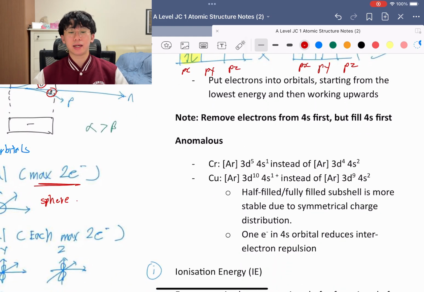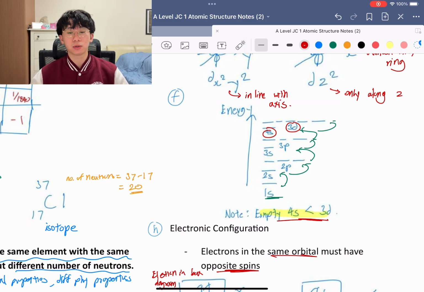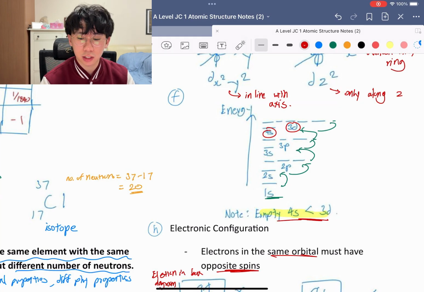And then the last rule is that, as I've already mentioned, you want to put electrons into orbitals starting from the lowest energy and work your way up. When we are removing electrons, it's a bit different from when we are adding electrons, especially for the 4s and the 3d orbital. Remember how I said that an empty 4s orbital is lower than an empty 3d orbital? Well, when the 4s orbital is filled with electrons, the 4s orbital is actually higher in energy level.